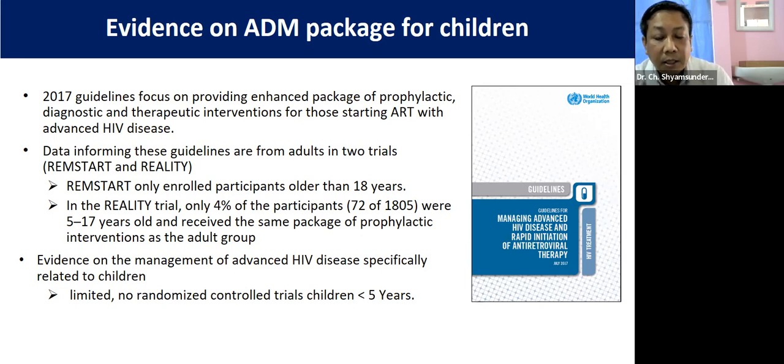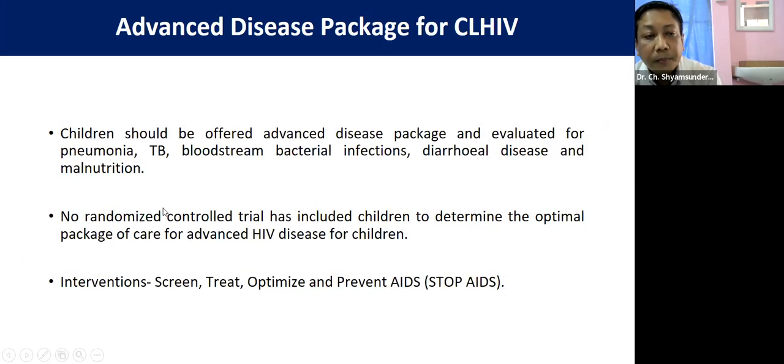REMSTART only enrolled participants older than 18 years of age. In the REALITY trial, only 4% of the participants, 72 of 1,905, were 5 to 17 years old and received the same package of prophylactic interventions as the adult group. Evidence on the management of advanced HIV disease specifically related to children is limited, and there are no randomized controlled trials available under 5 years of age. These data are available on the website. One can go through them if desired.